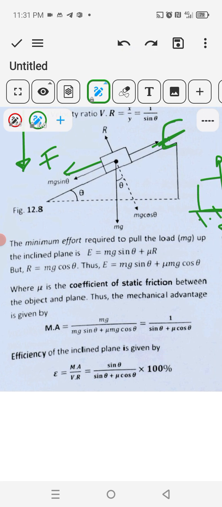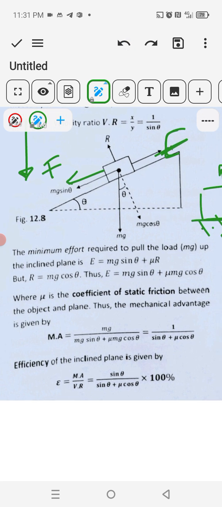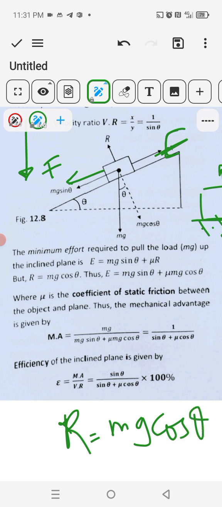Then you can use R equals mg cos theta. Don't forget that the friction is mu R. So if you want to add more efficiency to it, you can just write big R is mg cos theta. You can see it from here. This is mg cos theta, the downward force, which goes to this one here. So R is equal to mg cos theta. That one is a formula on its own. You understand?